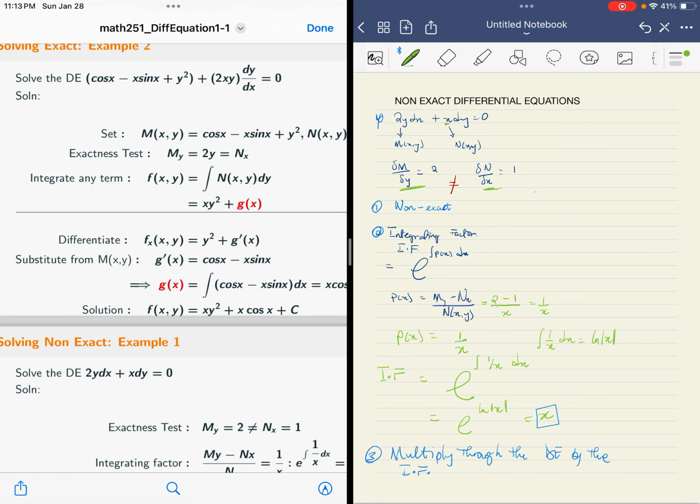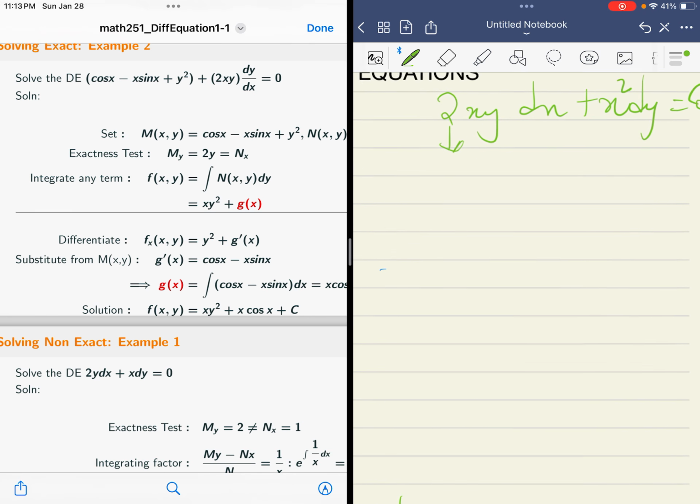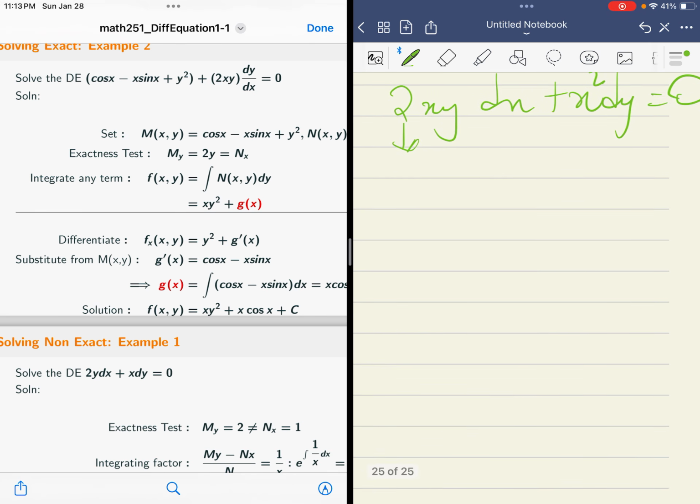2xy dx plus x squared dy equals 0. Now let's test for exactness again. This is now our M of x y, and this whole thing is now our N of x y. The old is gone, the new has come.